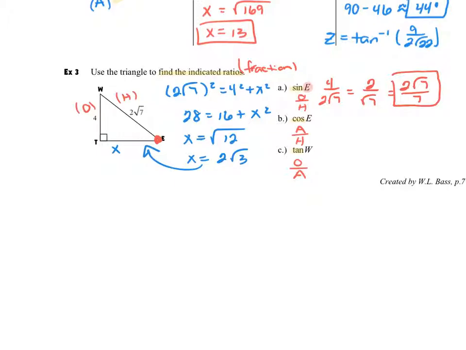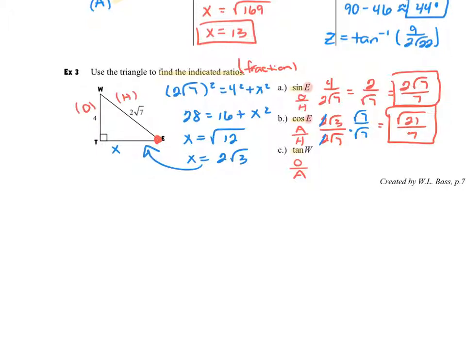For the cosine of E, I'm going to stand in that same perspective again, but now I'm going to do the adjacent over the hypotenuse. So my adjacent is my 2 radical 3 that I found with my Pythagorean theorem. My hypotenuse is 2 radical 7. Of course, those 2's cancel, and then I can rationalize by multiplying the top and the bottom by radical 7. So my final answer is the square root of 21 over 7.